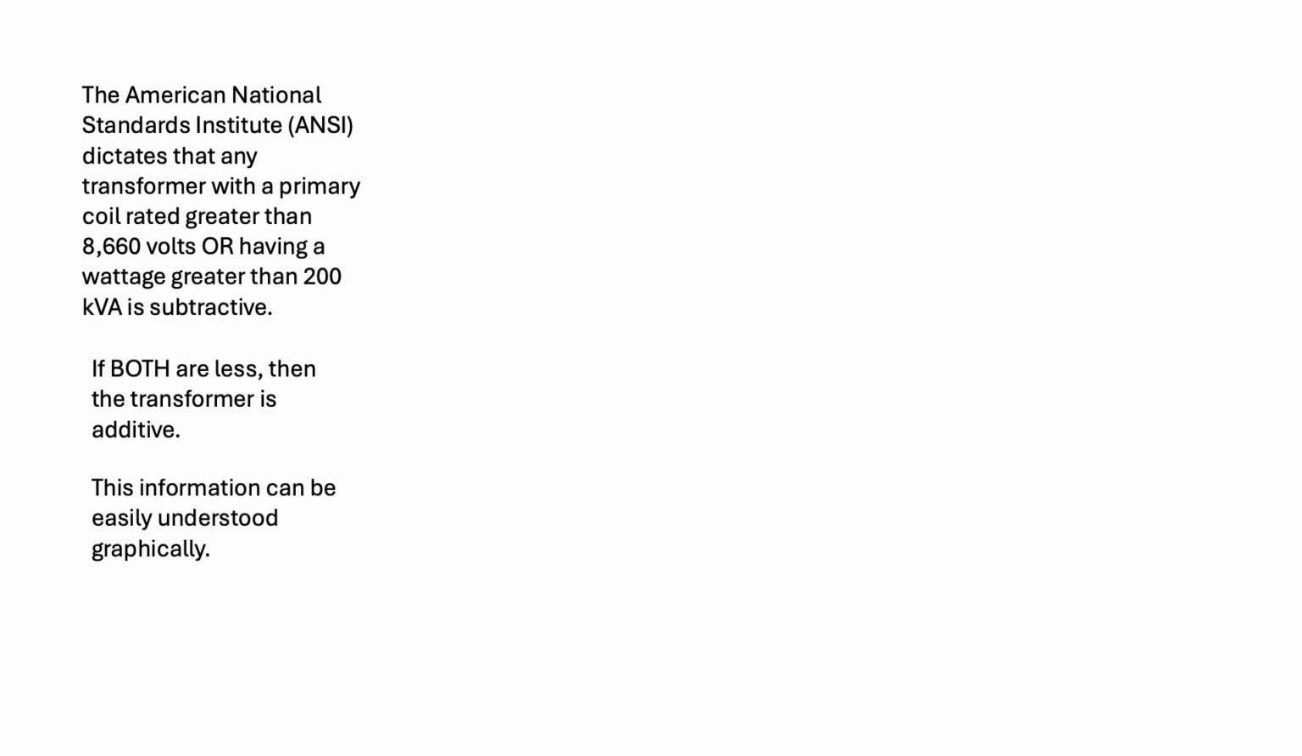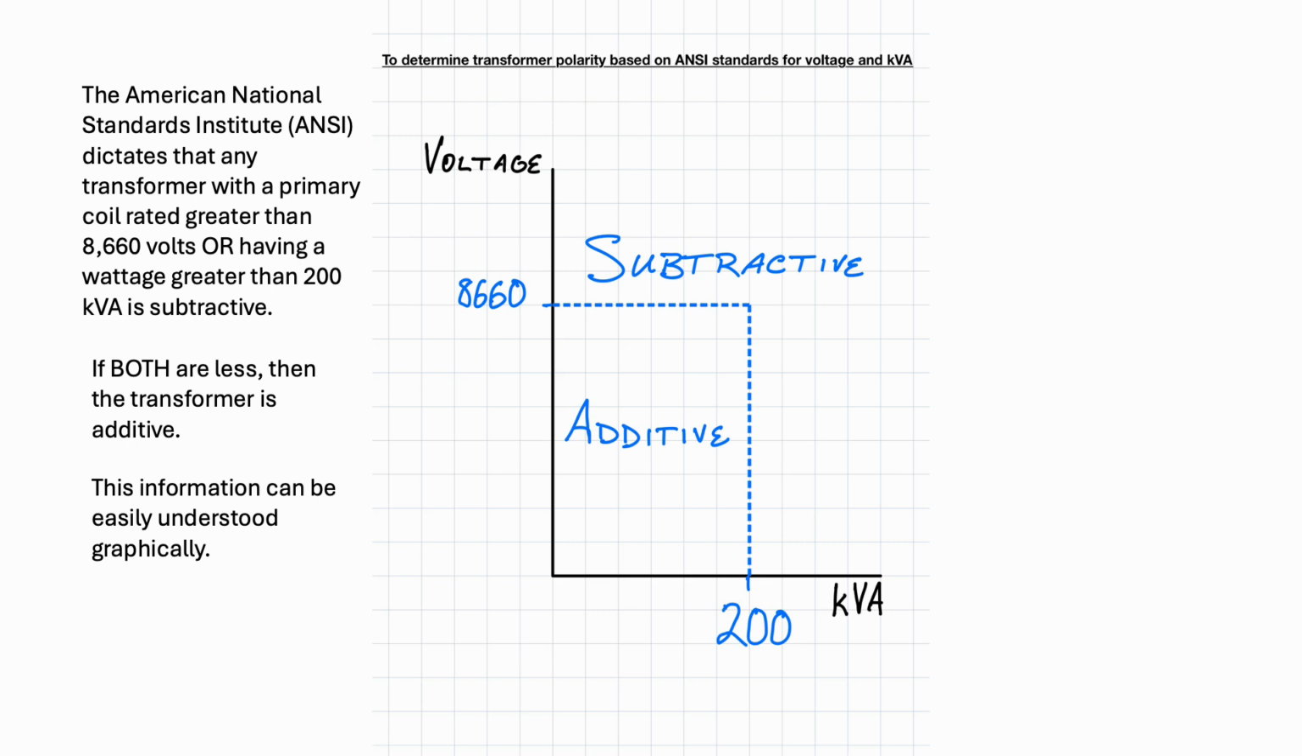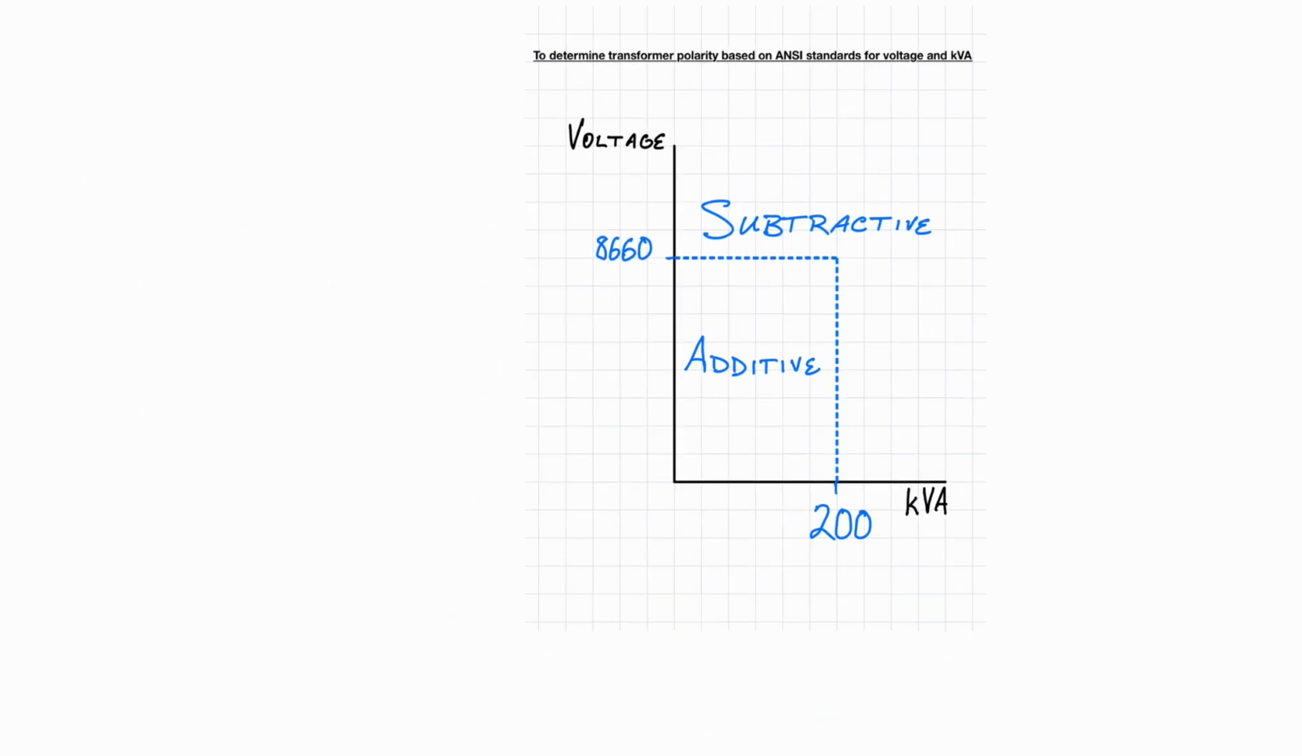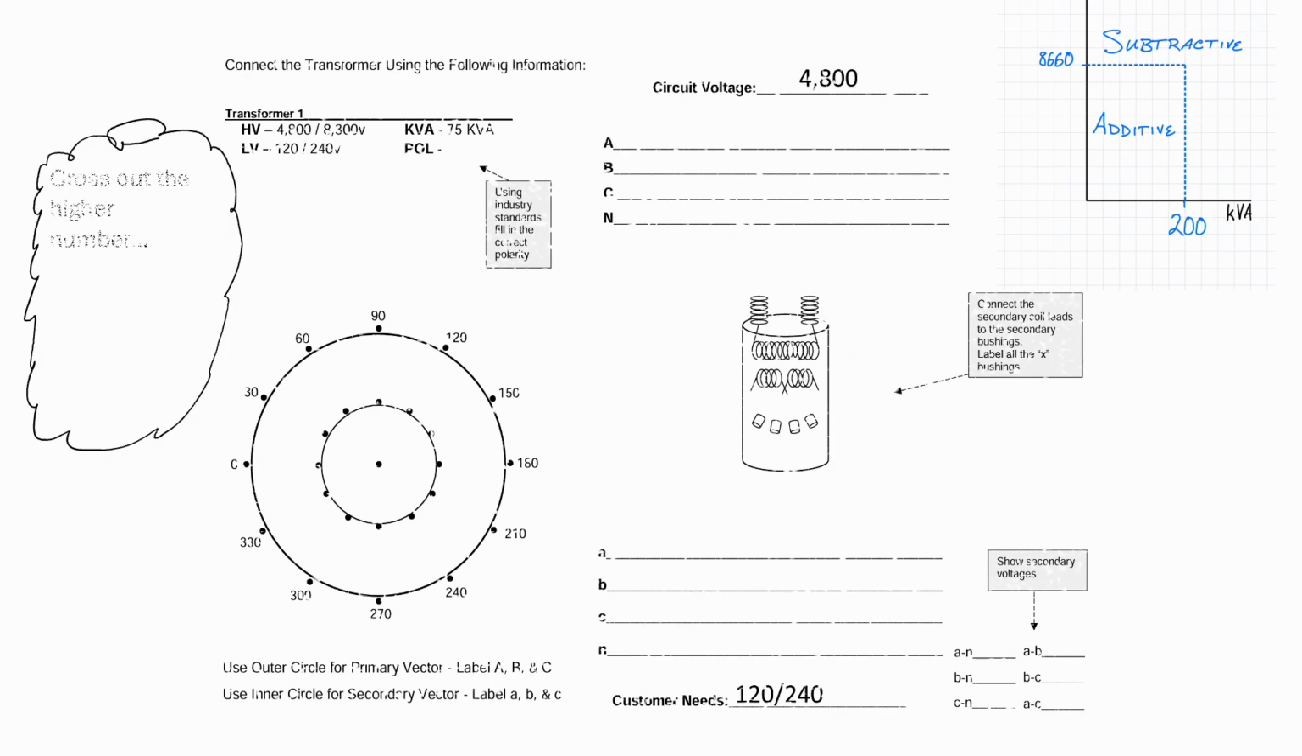This information can be understood a lot easier on a graph. So I've prepared one here. You have voltage on the y-axis, kVA on the x-axis, and these respective benchmarks put in place. They intersect and form that box. You can see that if both values are less, then it will fall in the range of additive, and if either value is higher, then it falls in the infinitely larger subtractive zone. So we'll put it over here in the corner for reference.